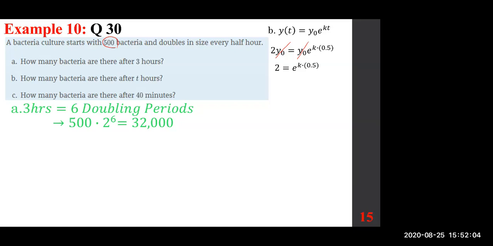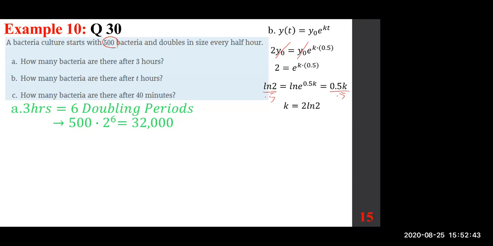Now, how do you find k? You take a natural log of both sides. ln of the left equals ln of the right, and ln of the left is ln of 2, but ln of the right becomes k times 0.5 or 0.5k. So what is k equal to? Okay, k equals ln 2 divided by 0.5. Division by 0.5 means multiplication by 2. So k equals 2 times ln 2.